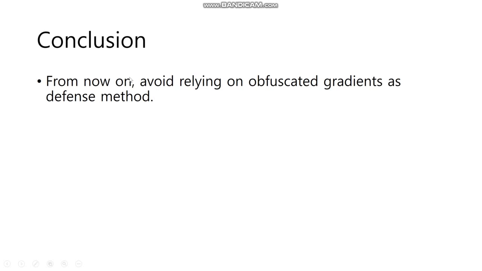So this paper demonstrated that those kinds of gradient masking defense methods are ineffective, are easily breakable. So avoid relying on obfuscated gradients as a defense method. And they released all their code publicly. And as I said, they succeeded in breaking 7 out of 9 adversarial defense methods published in ICLR 2018.